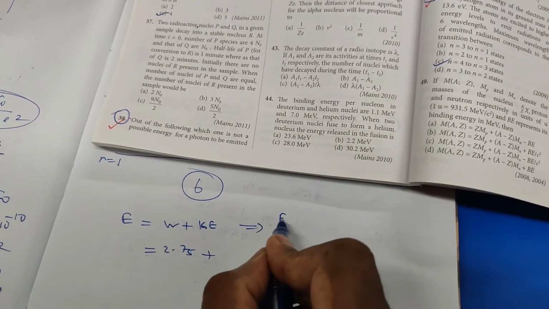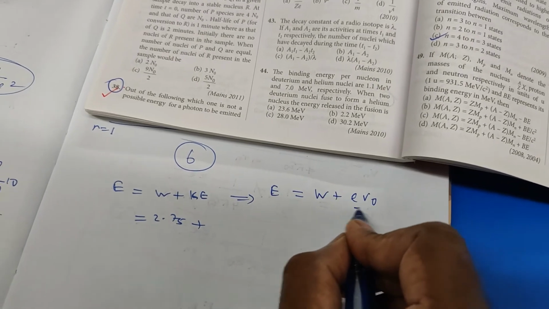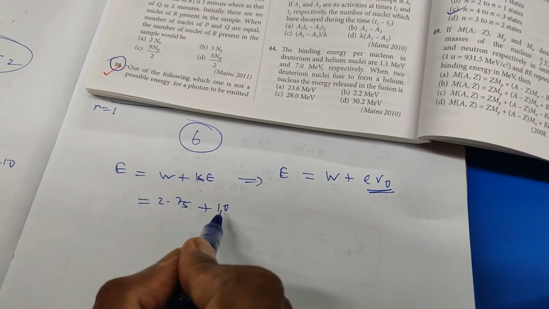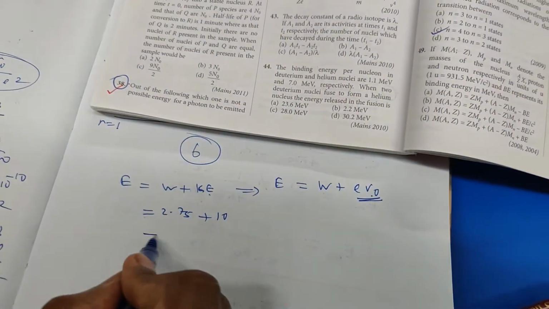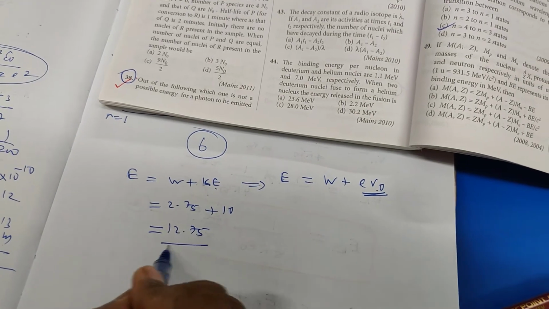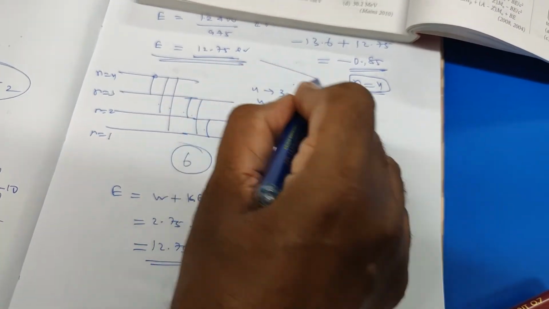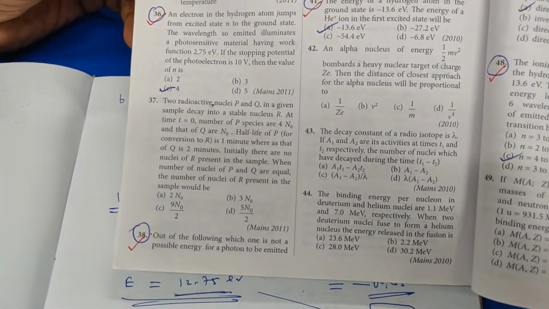So you know this can be written as E is equal to W plus eV naught. This is the stopping potential. So 2.75, and 10 electron volt is the kinetic energy because the stopping potential is 10 volts. The total is 12.75. And you know 12.75 means n is equal to 4. We have already discussed this. So the answer for this is n is equal to 4.